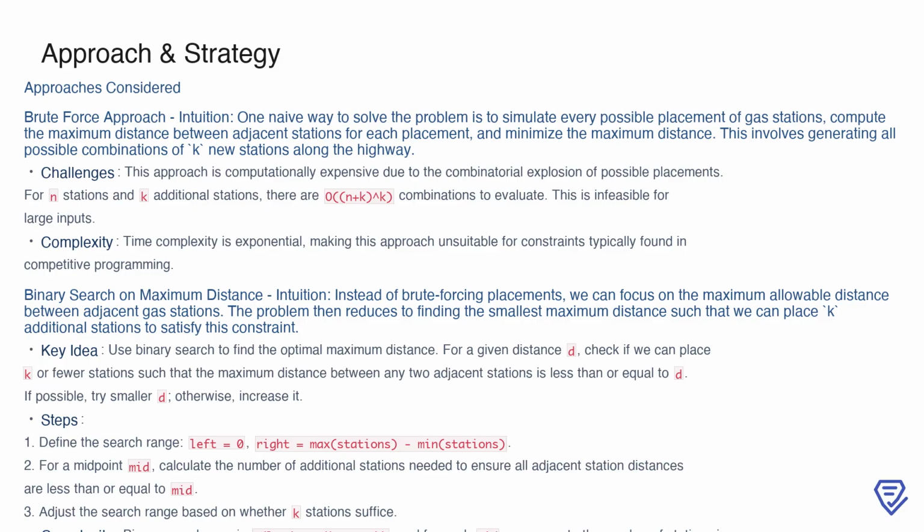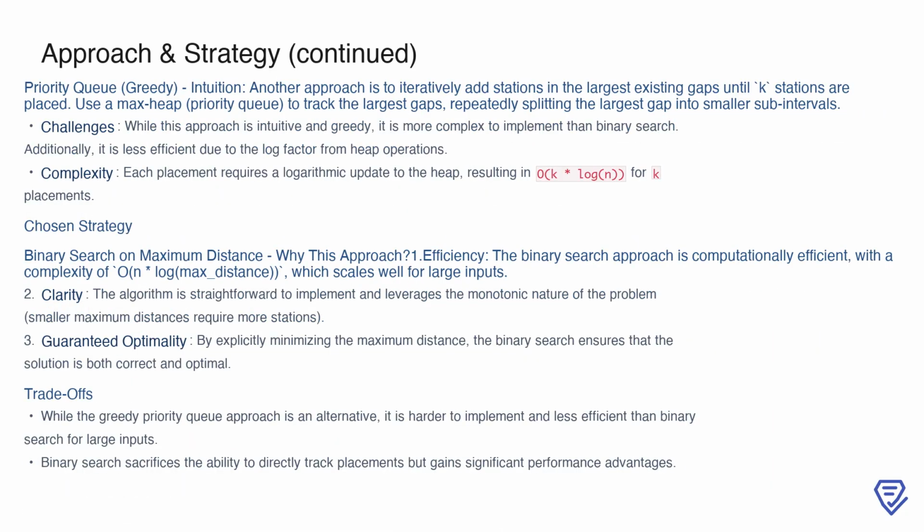This method is much more efficient, with a time complexity of O(n * log(max_distance)), where we perform binary search and, for each midpoint, compute the required number of stations in linear time. An alternative approach is to use a priority queue, or max heap, in a greedy manner. In this method, we focus on the largest gaps between existing stations, iteratively splitting these gaps by placing new stations until all k additional stations are used.